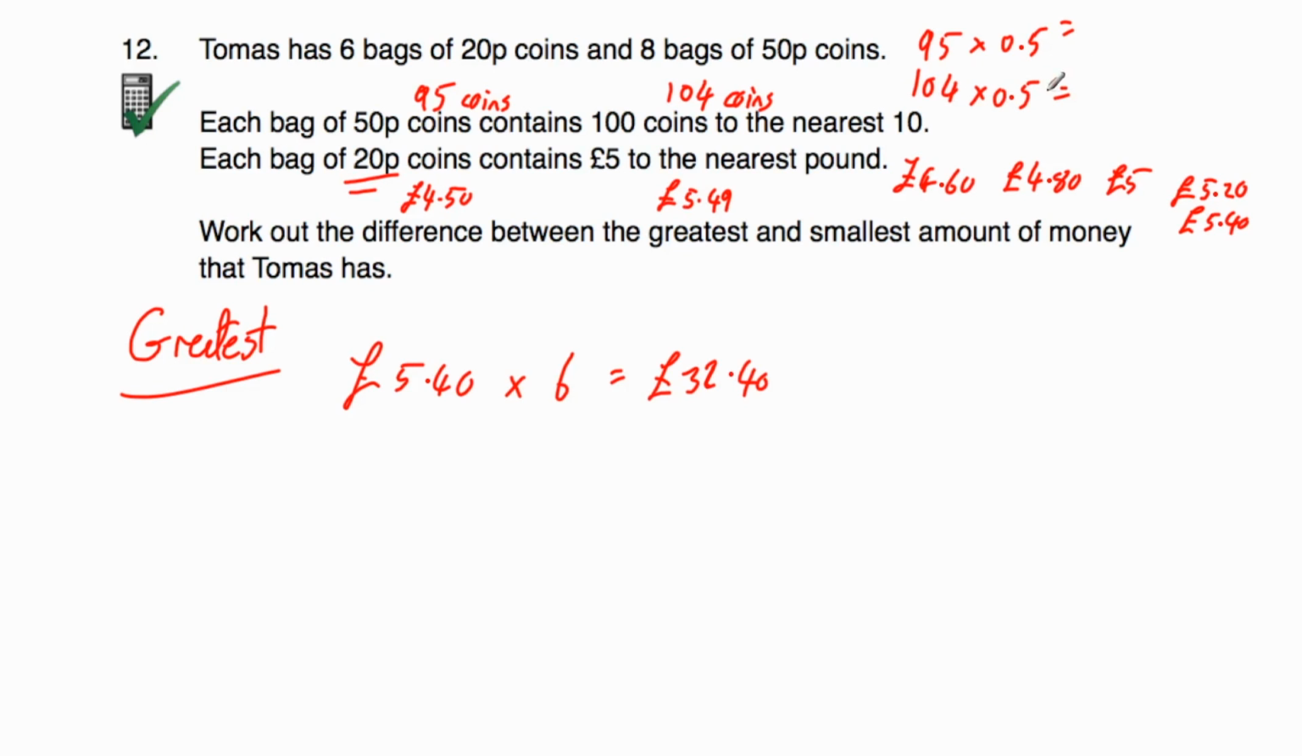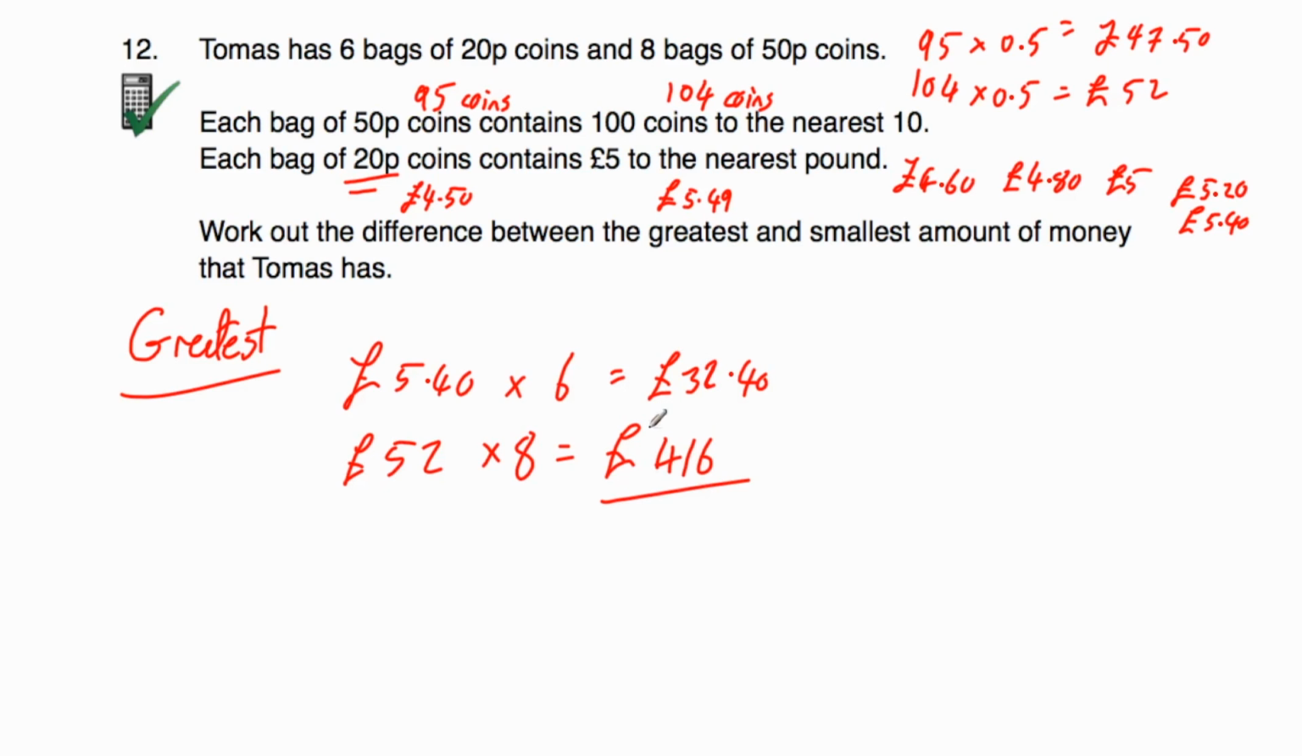So 104 multiplied by 0.5 would give us £52. So £52 is the greatest possible amount of money he could have in each of these bags, and 95 multiplied by 50p would give us £47 and 50 pence. So because we're finding the greatest possible amount of money that Thomas could have altogether, he's got 8 bags of 50p coins. The greatest number of coins in each of the bags would be 104, so that's £52. So if we do £52 multiplied by 8, that would tell us the greatest possible amount of money he could have in 50p's. So 52 times 8 is equal to £416.